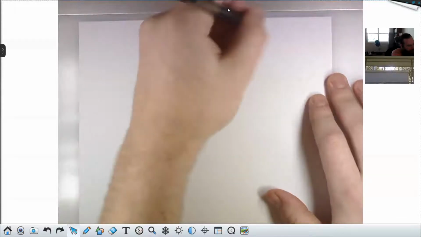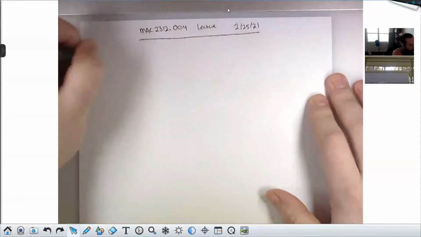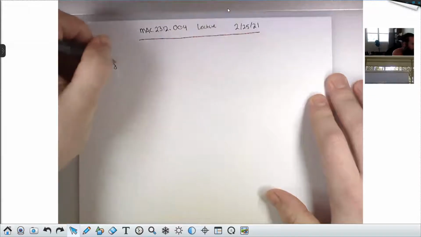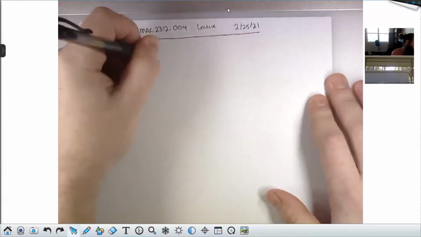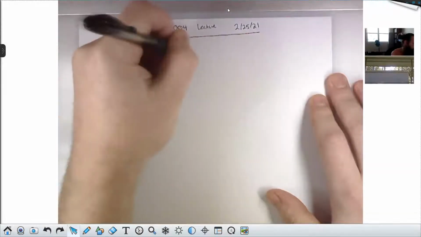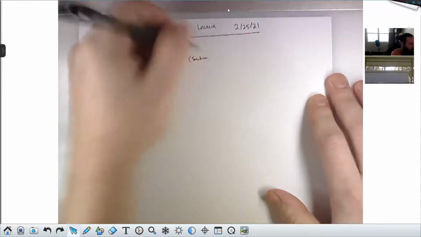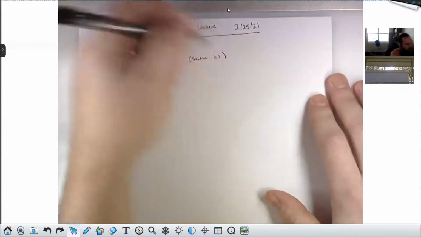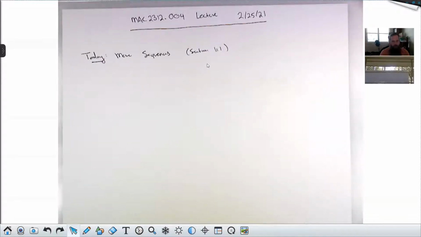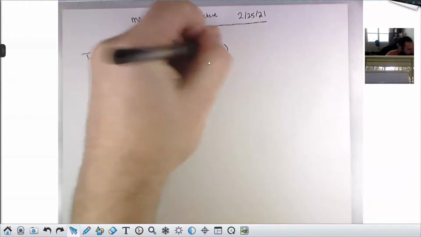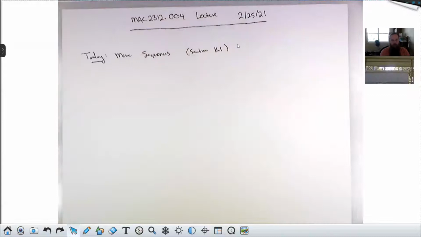Today is the 25th. And today we're going to do more work with sequences, which again is section 11.1. As much as I want to show you everything there is about sequences, it's really not possible for me to show you everything there is to know. I'll show you everything I'm going to test you on and everything I feel like you need to know right now.